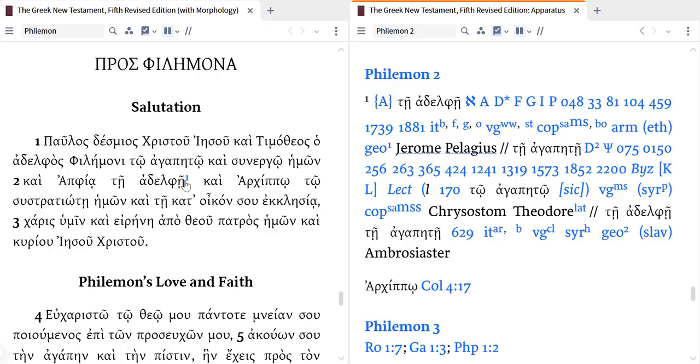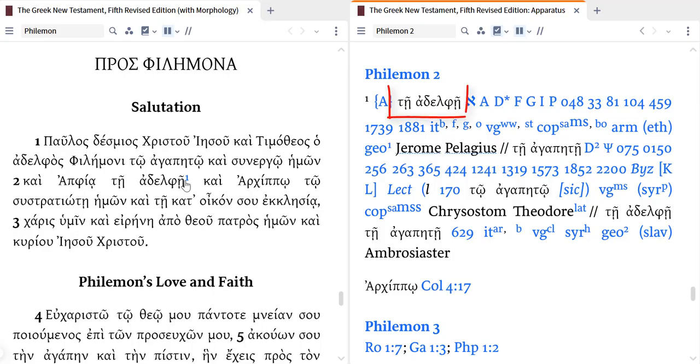We have 3 different readings, te adelphe. Then where these double slashes end, that means that information is over. Then there's a new reading, te agapete. Look for the slashes. And then te adelphe, te agapete. So we've got 3 different readings we're trying to decide between.